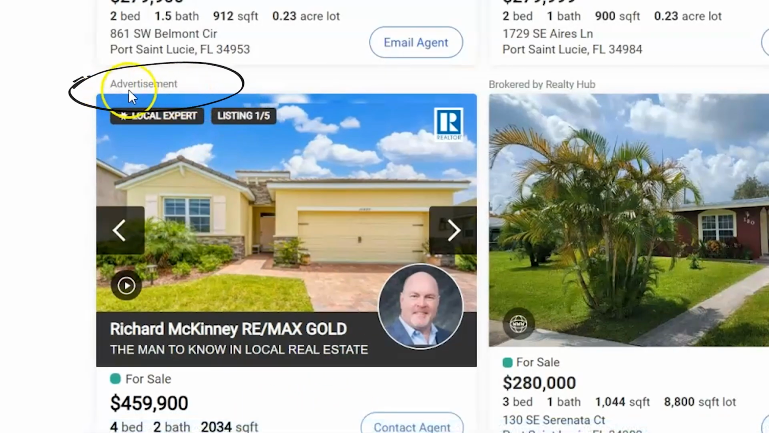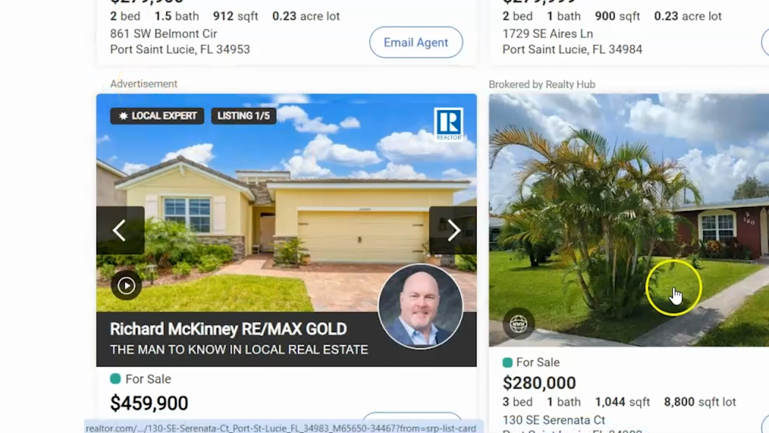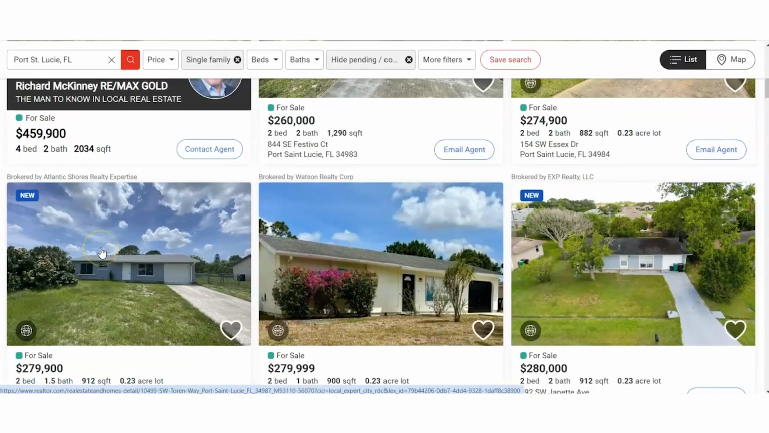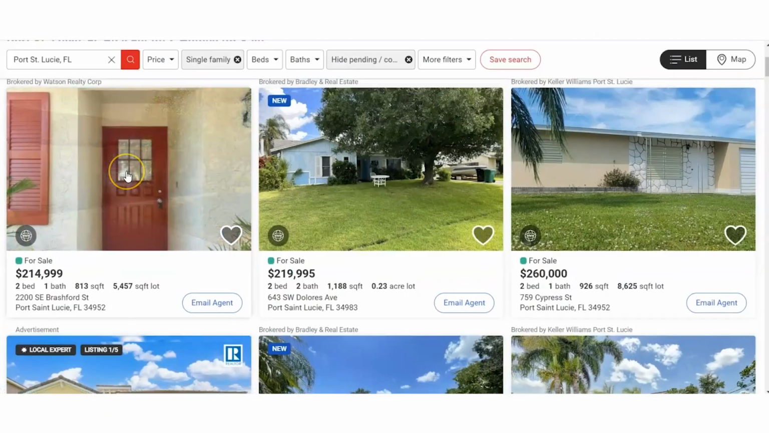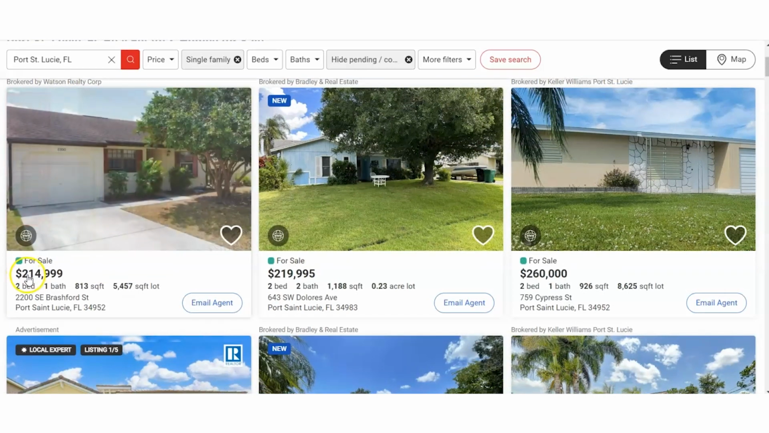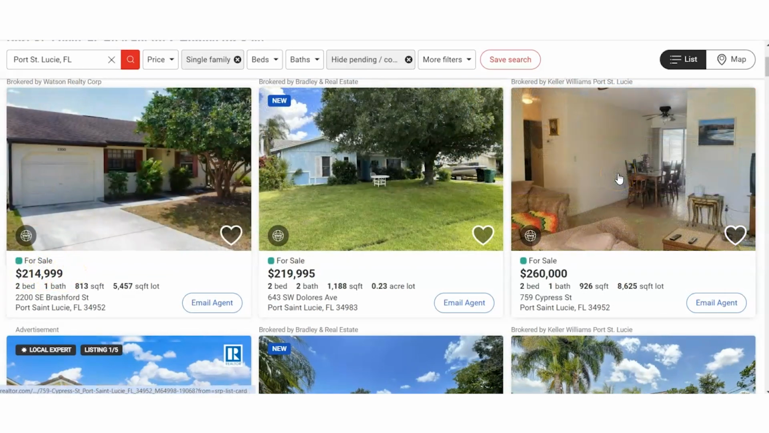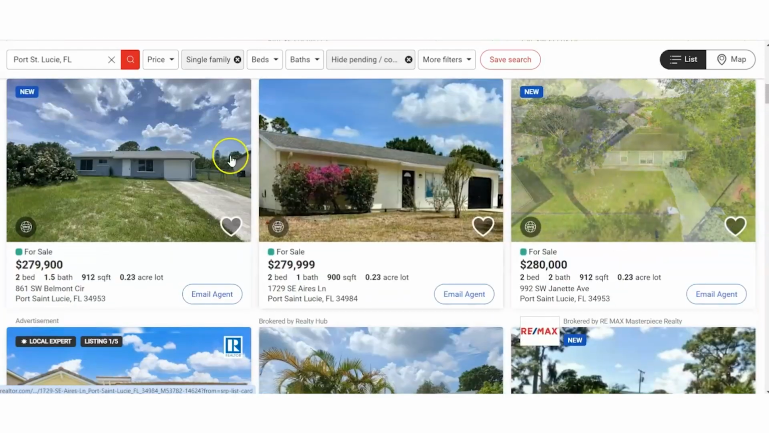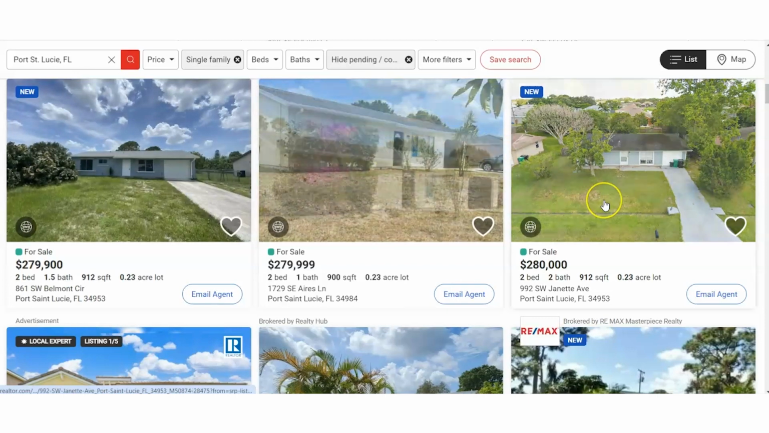It says over there advertisement. All right, so this guy advertises quite prolifically in Port St. Lucie as an example, so don't get distracted by those. Really what's happening here is the cheapest property for sale right now today in this town is $214,999, followed by this $219, and then a $260, pretty big jump. Then it goes $260, $275, $279, $279, $280, and so forth.